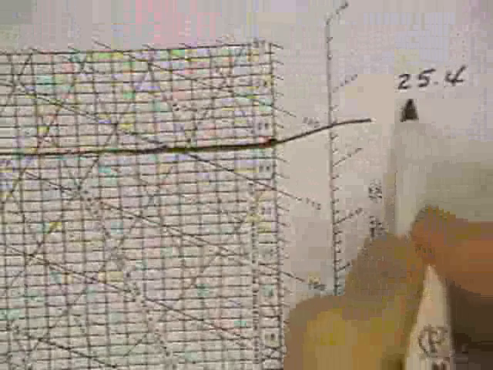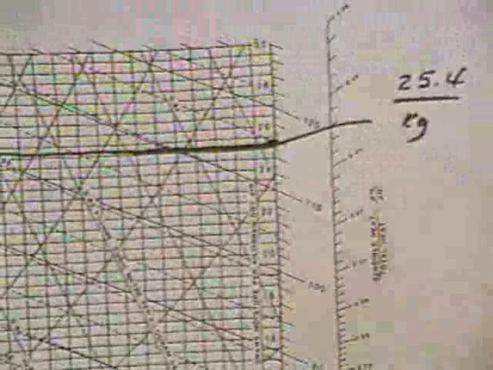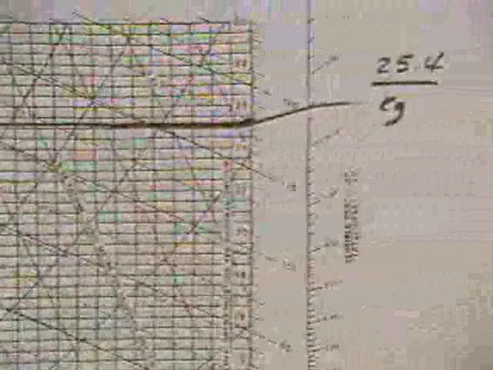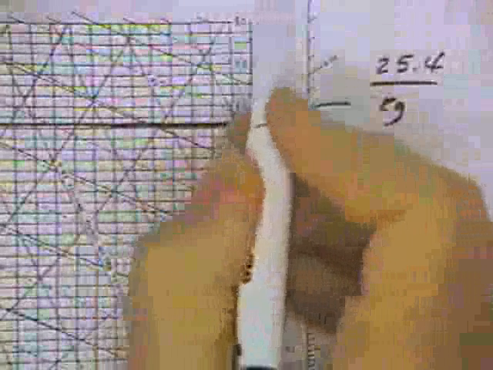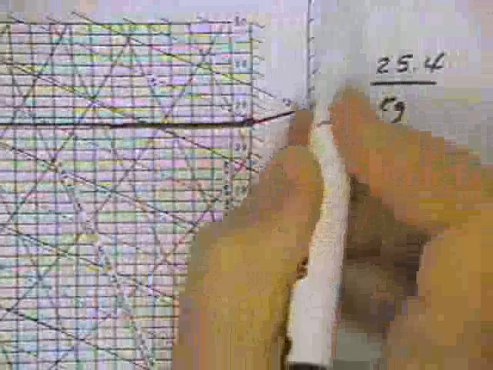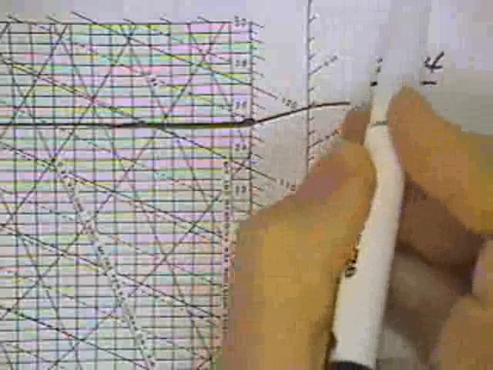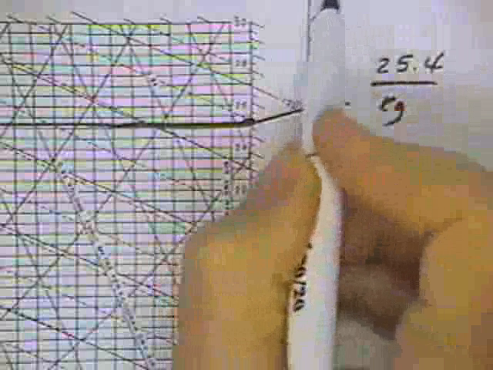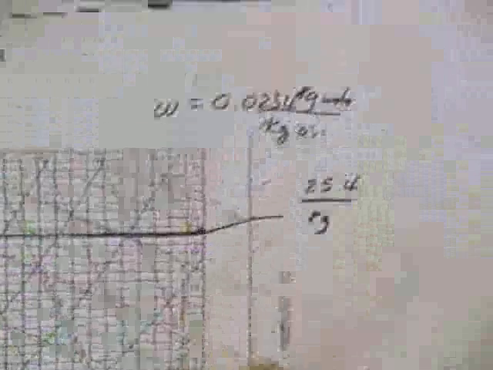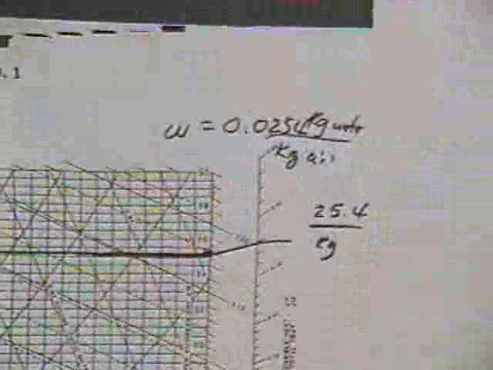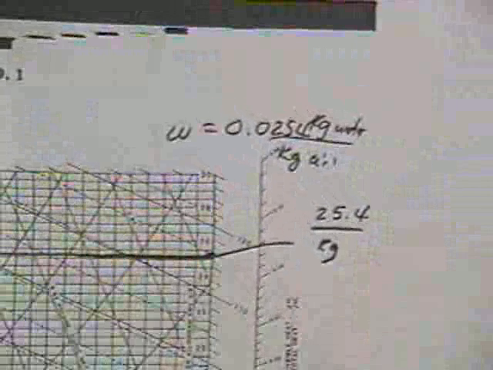Went off 25.4 grams divided per kilogram of air. So we end up with a situation here of about 25.4, which gives us omega is 0.0254 if we're talking about kilograms of water divided by kilogram of air. And so omega then is equal to that, but that's a direct lookup.